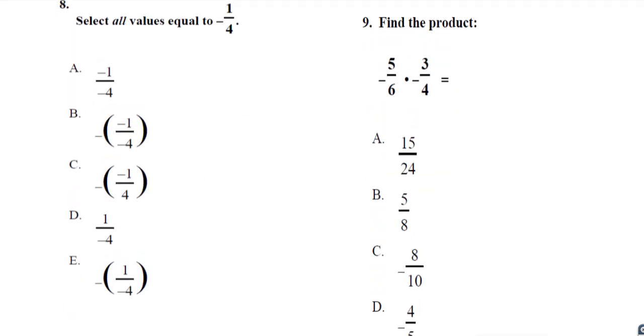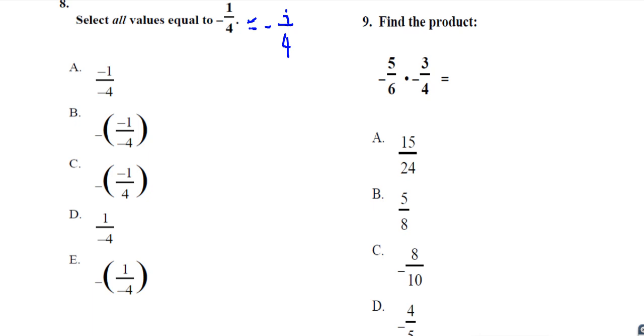Select all the values equal to -1/4. So here we learned that essentially when you're looking at equivalent fractions, dealing with the signs, if I have all my negatives, I'm going to count my negatives. So here there's only one negative. So this is essentially just going to be a -1/4. So -1/4 will not change. So I'm looking for the ones that are equivalent to -1/4.